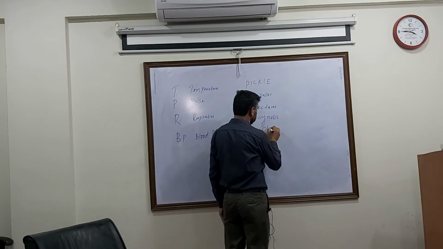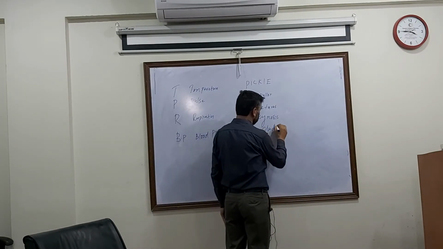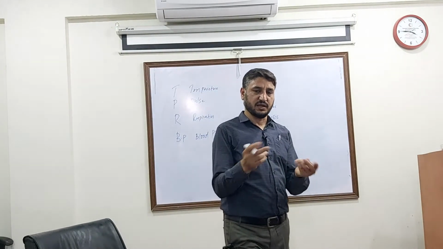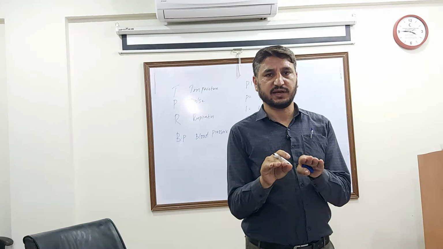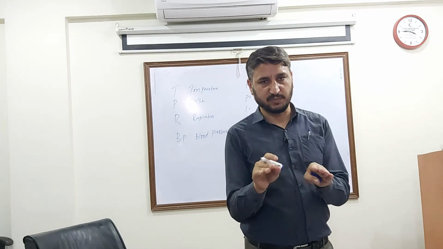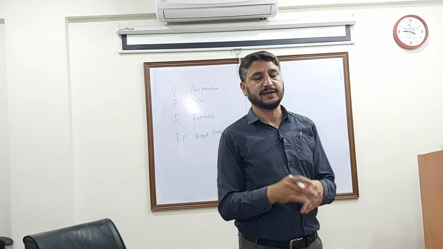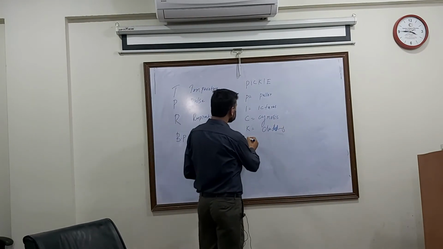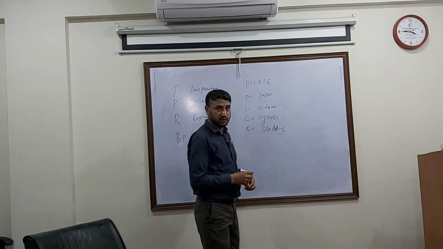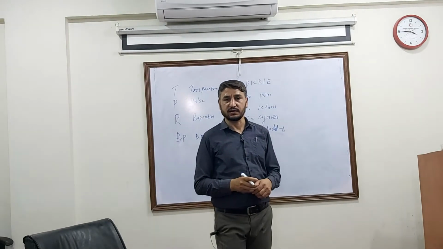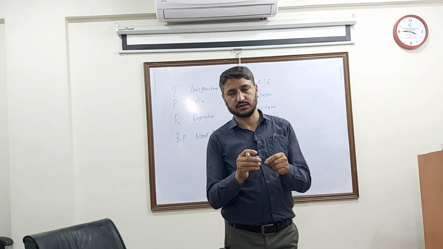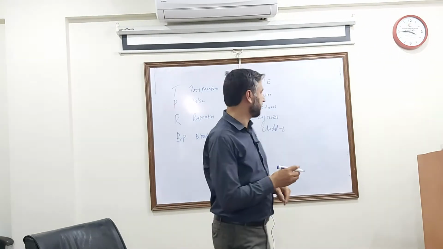K stands for clubbing. In clubbing, we assess the nail structure. If the nail structure is not normal, it is abnormal, then we say this is clubbing. And it shows cardiac failure, cardiac myopathies, endocarditis. If there is clubbing, it shows cardiac disease.